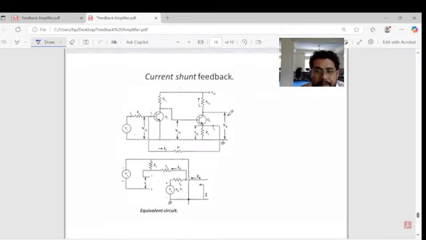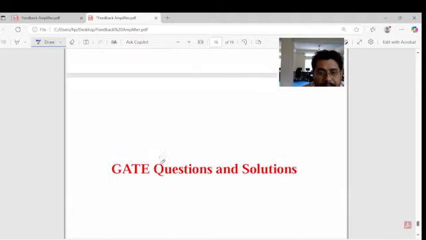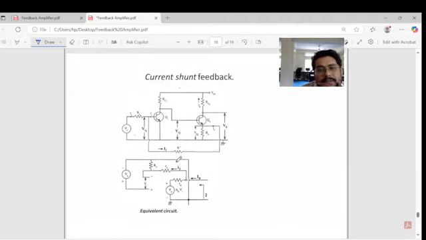This is the current shunt feedback amplifier equivalent circuit. You can see the voltage shunt using transistors. This is the equivalent amplifier. So this is the current shunt equivalent circuit.